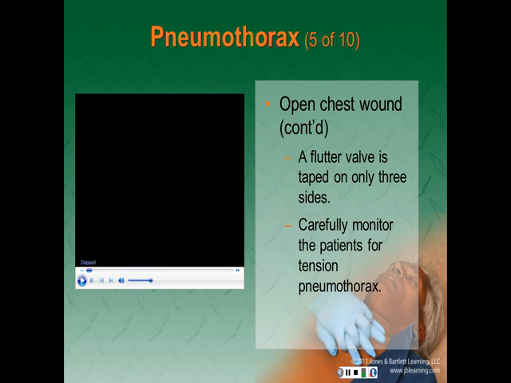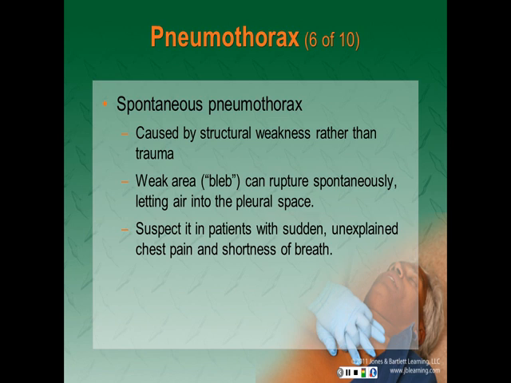Okay, the first part of the video was the flutter valve, and this is a one-way valve that allows air to leave the chest cavity but not return. If one is used, you tape it only on 3 sides of the occlusive dressing. After applying the dressing, carefully monitor the patient for signs of developing a tension pneumothorax. If a tension pneumo develops, the dressing will need to be partially removed, and you should consult your local protocols and manufacturer's guidelines.